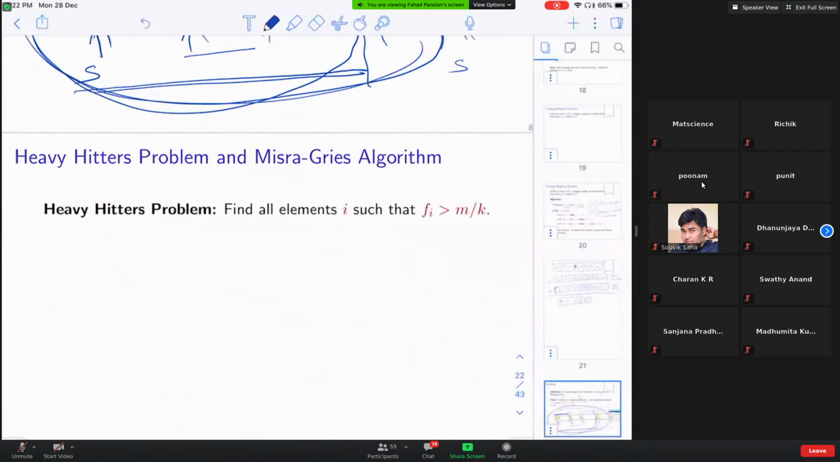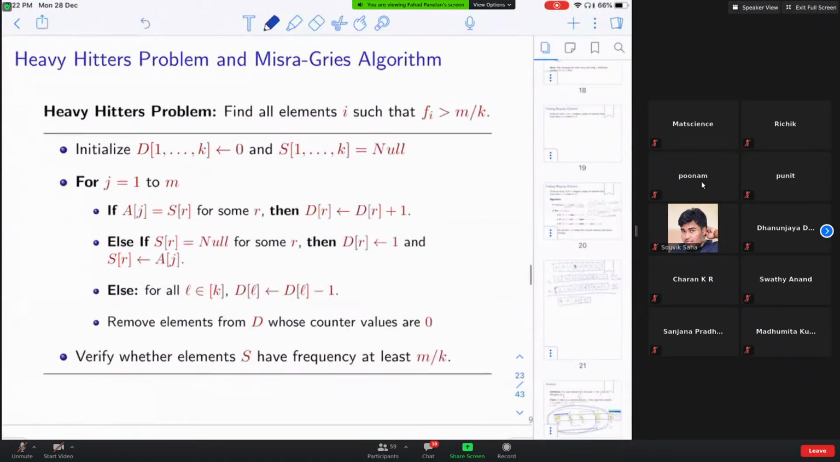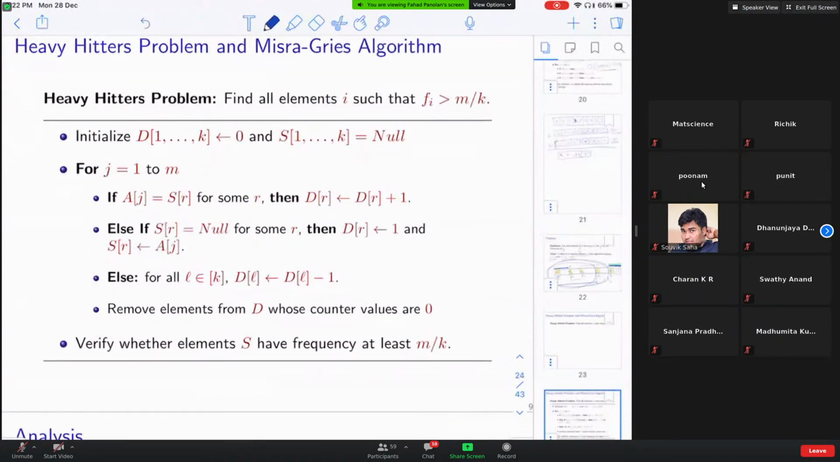Now, so k equal to 2, that's what we have seen for the majority. Okay. Now what we have to do here is an extension of what we did for the majority, and that is as follows. I will have k counters. These k counters are d of 1, d of 2, etc. up to d of k.